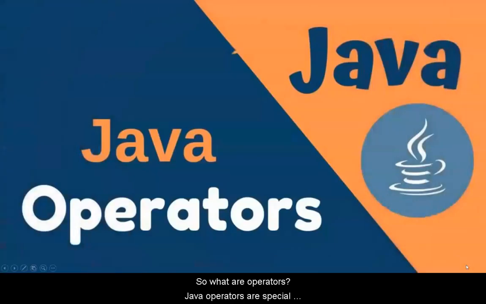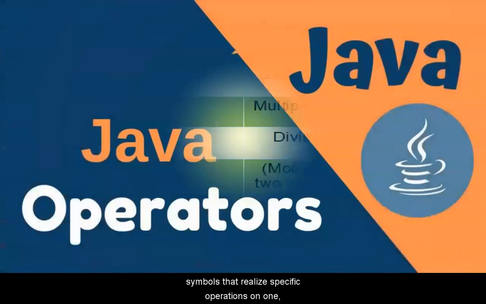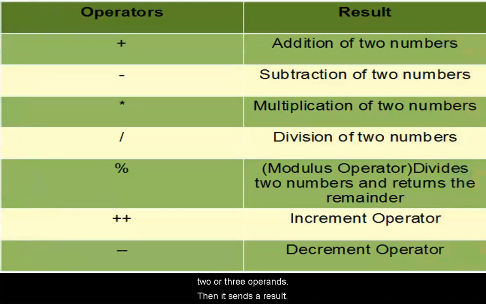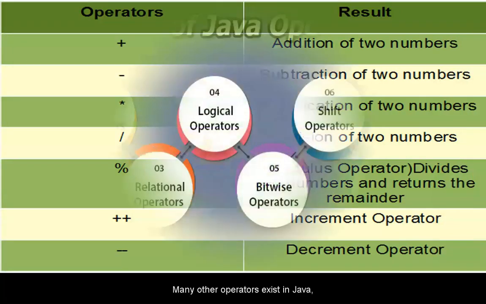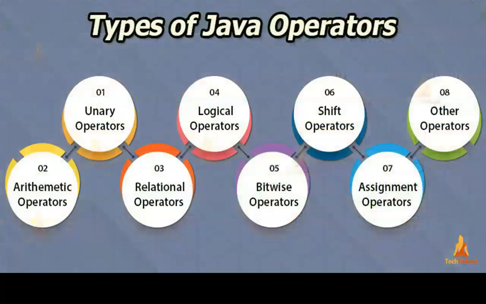So what are operators? Java operators are special symbols that realize specific operations on 1, 2, or 3 operands. Then it sends the results. Many other operators exist in Java.